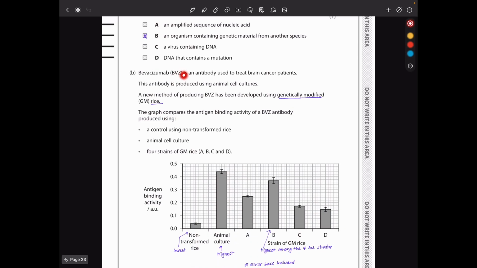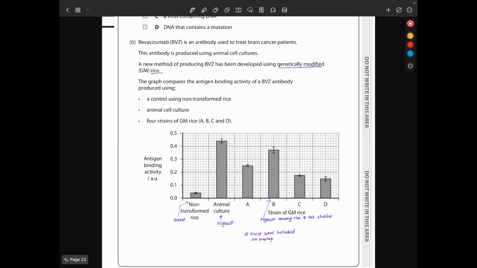Then they say BVZ is an antibody used to treat brain cancer patients. This antibody is produced using animal cell cultures. A new method of producing BVZ has been developed using genetically modified rice. The graph compares the antigen binding activity of a BVZ antibody produced using a control using non-transformed rice, animal cell culture, and 4 strains of GM rice A, B, C, and D.